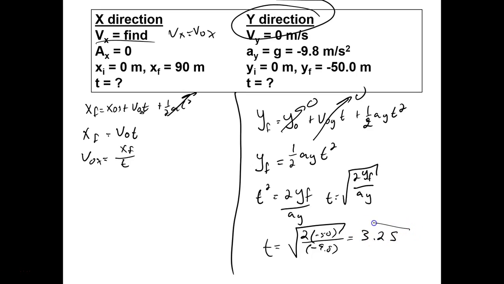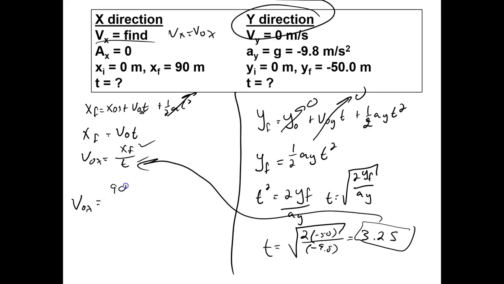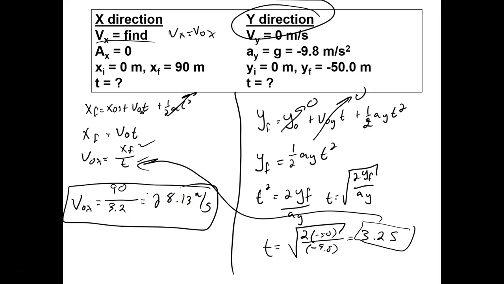So then what I would do is say, okay, now I have my time. I look back over here at this equation. I know what my final position is, and now I know what my time is. So I can go ahead and plug that in, and I find out that my initial velocity in the x direction is going to be equal to xf, in this case 90 meters, all divided by 3.2 seconds, which would give me right around 28.13 meters per second as that initial velocity that is necessary to launch off the cliff.